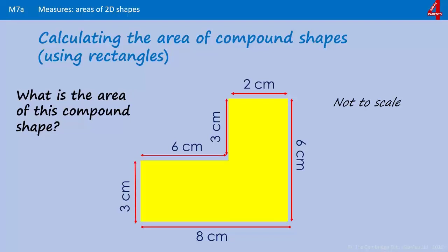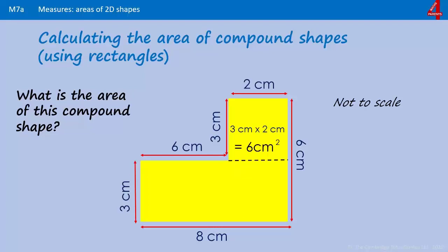So the way I'm going to do that is a bit different, and I'm going to separate this into 2 rectangles. It doesn't matter which way you do this, but I'm going to separate it so that there's one at the top and one along the bottom. That top rectangle is now 2 centimetres wide and 3 centimetres high. 3 times 2, that's 6 centimetres squared.